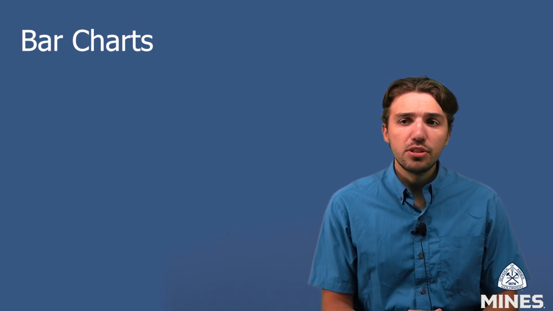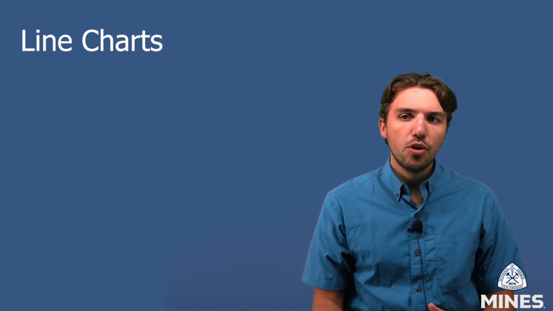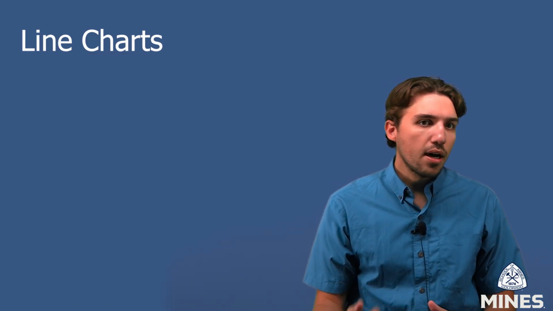For instance, imagine you are trying to compare relative temperature change every year for a given area. A bar chart would work best as it would display the relative temperature for each year against those of other years. Line charts are ideal when you are trying to showcase trends over time.